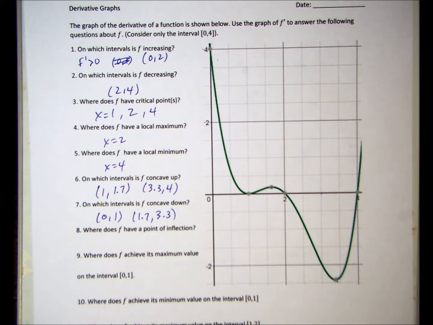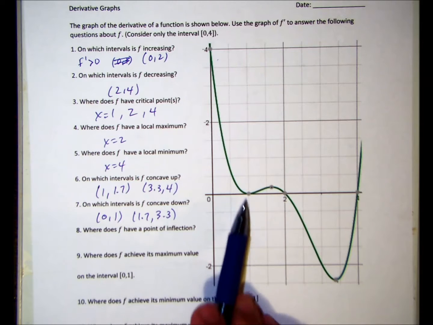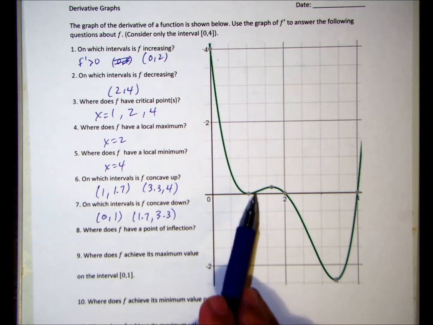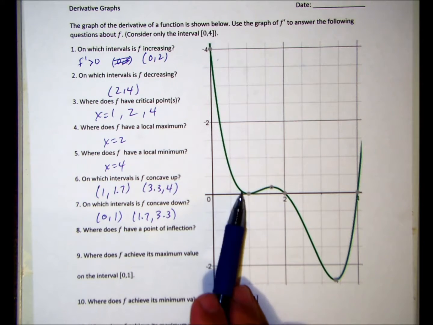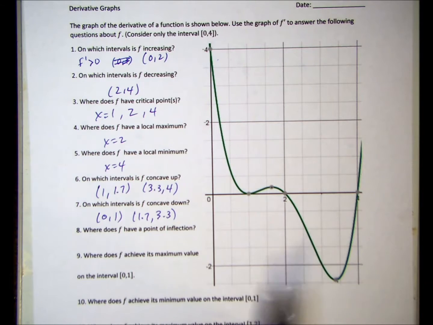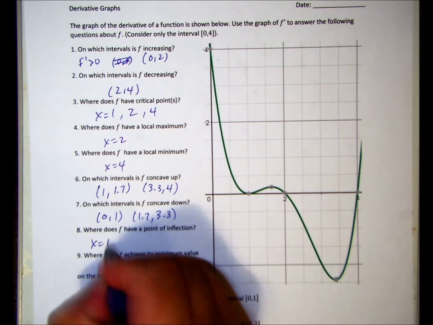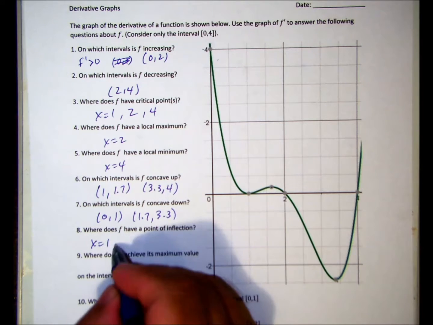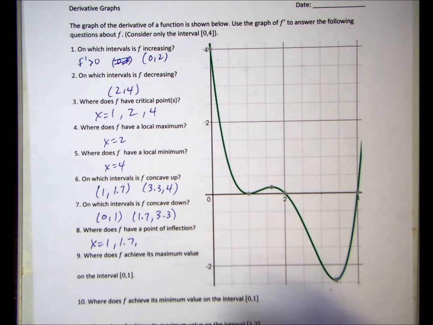Where does f have a point of inflection? A point of inflection is when the derivative hits a max or a min, right? And the derivative's hitting a max or a min here, right? Because it's switching from decreasing to increasing. So it's going from concave down to concave up, so that'll be a point of inflection. So we have point of inflection x equals 1, and 1.7, and 3.3.